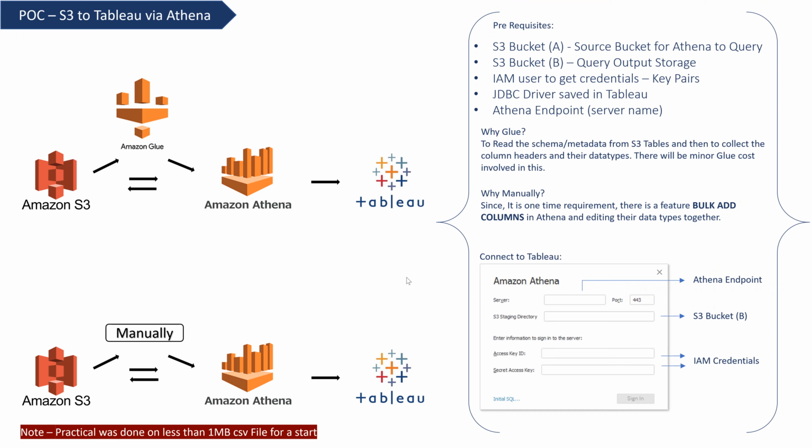So first of all, we need a few things before we start to grab data from S3 buckets. We will create one S3 bucket, and that would be our source bucket. And we will need another bucket where the query output will be stored. These are the basic details. I'm assuming that you know how to create an S3 bucket and how to create an IAM user to get credentials like access key and secret access key. And then we will need a JDBC driver, which we need to save in the Tableau folder where your Tableau is located.